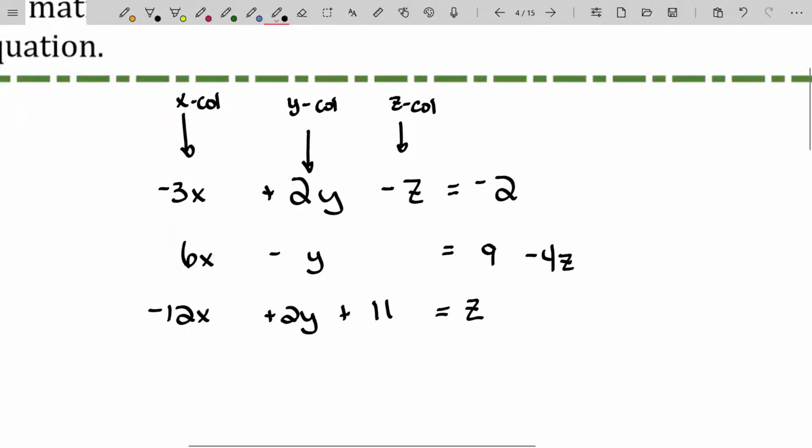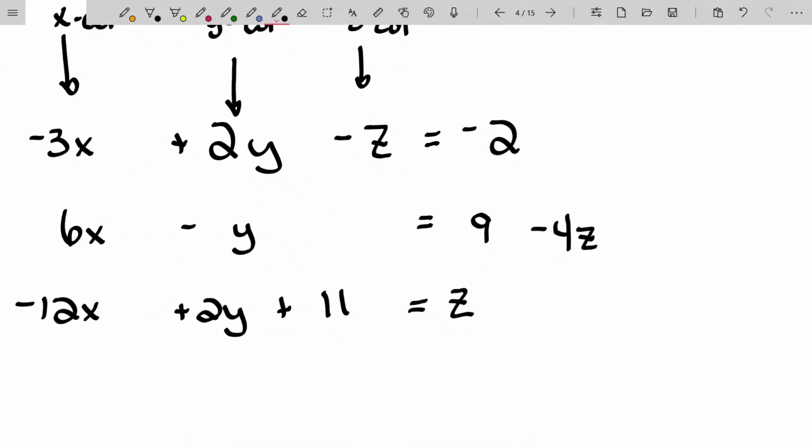You can see in the second equation that on the right-hand side, we have a non-variable term, the 9, and a term with a variable, the negative 4z. So I want to move that 4z to the other side. I'll add 4z to both sides, and I'll stack it in the column with the z's.